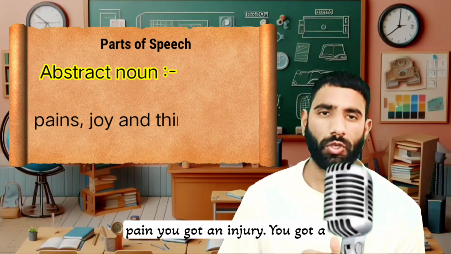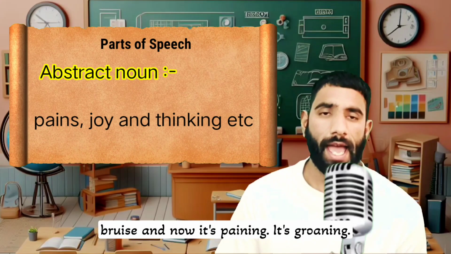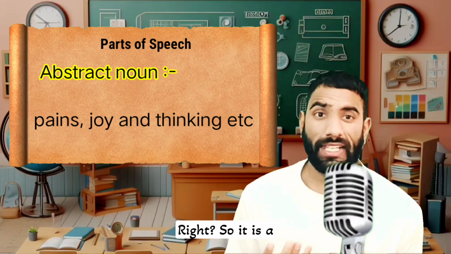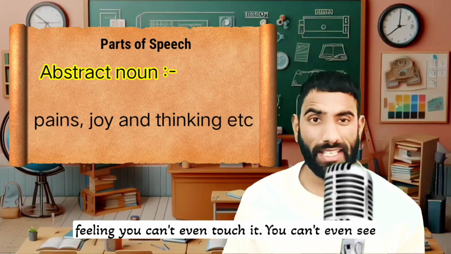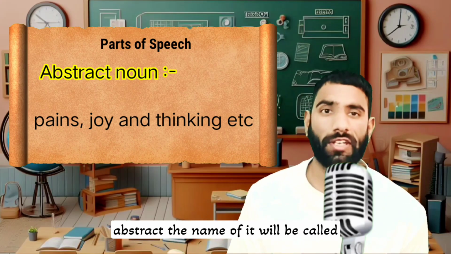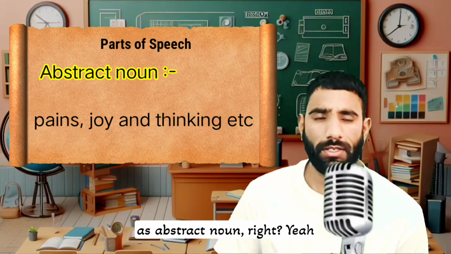You have a pain, you got an injury, you got a bruise, and now it's paining, right? So it is a feeling. You can't even touch it, you can't even see it, right? So this will be called abstract. The name of it will be called an abstract noun, right?